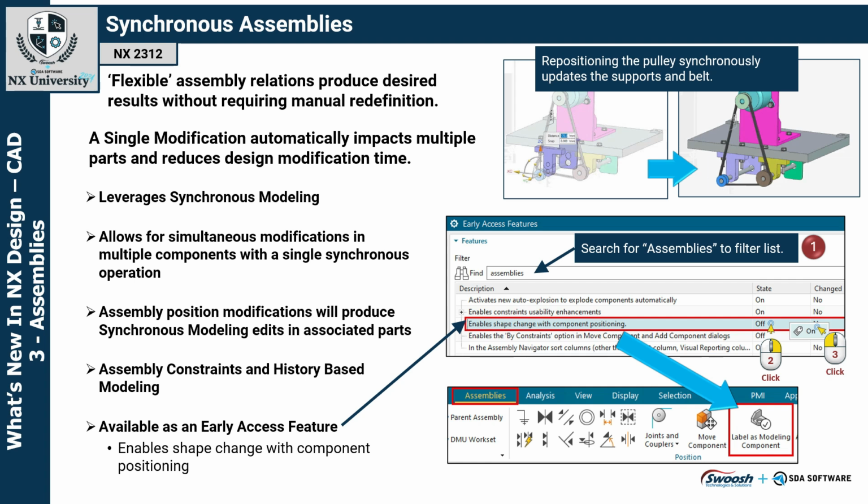Assembly position modifications will produce synchronous modeling edits inside associated parts, and assembly constraints and history-based modeling is taking place here. This is available as an early access feature. This is going to enable shape change when a component is positioned. So when you go into the early access features, you have to go into enable shape change with component positioning, right-click on the off in the state column and set that to on, and then restart your session here.